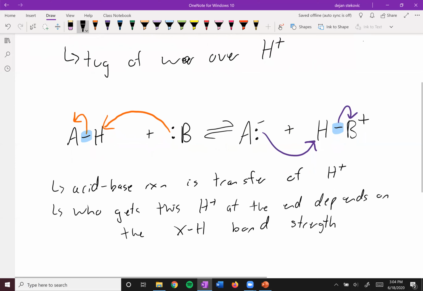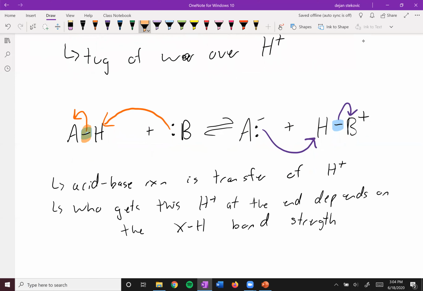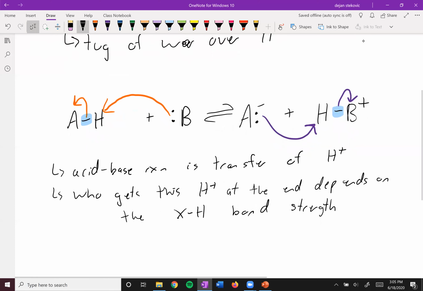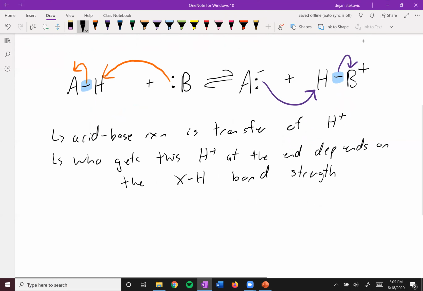So if you're thinking about an acid donating an H plus, that means that it's ready to give up this H plus, and so that means that this bond is very weak, right? It doesn't really want this H on here, so it's free to give it up. Whereas strong bases, on the other hand, have a really strong bond right here. They really want that H, and so they're going to form a strong bond to accept it, right?